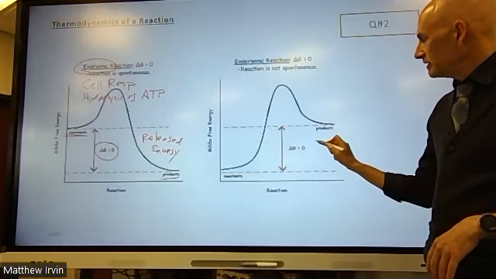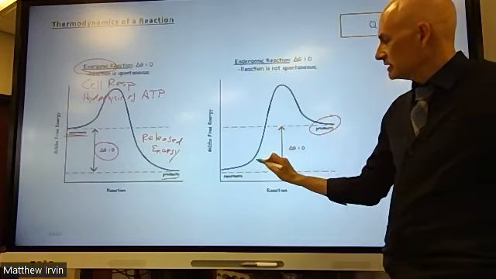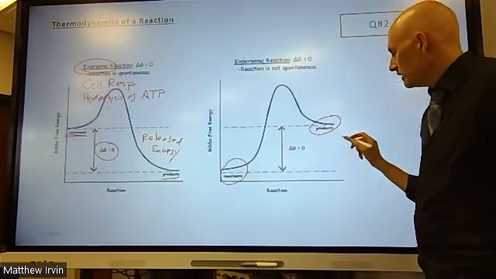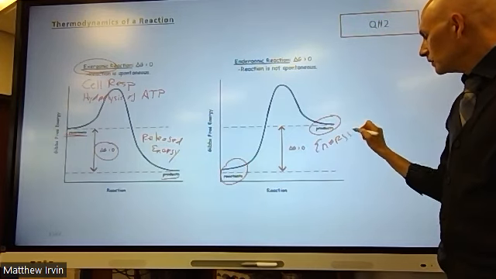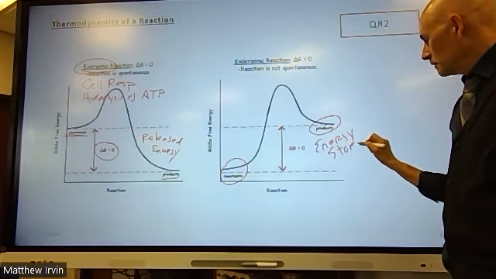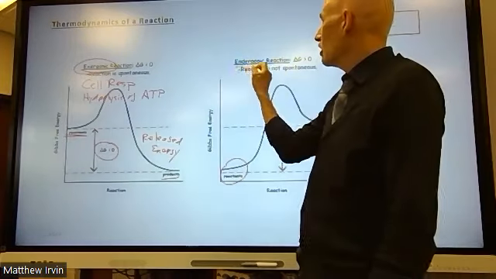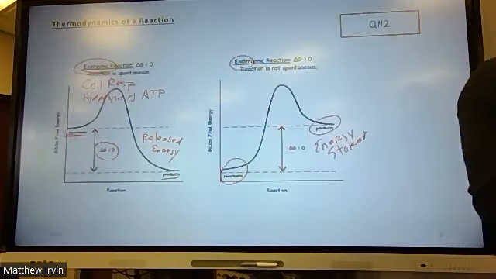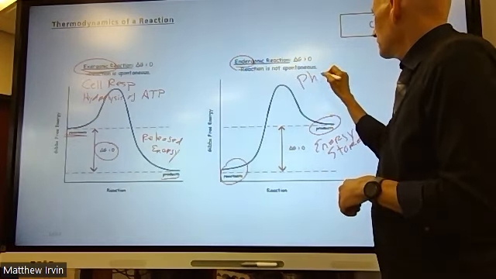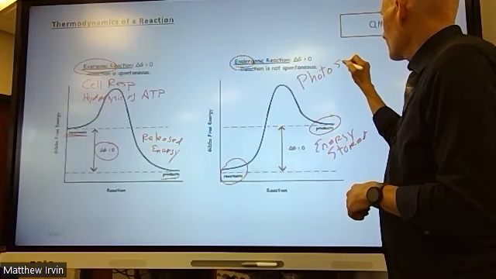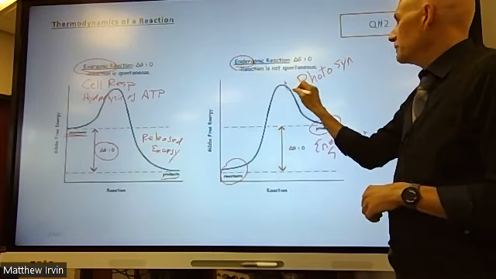Over here, we see that our product level is higher than our reactant level. So that means that energy is going to be stored. So that is endergonic or endothermic going in. And so our main most important endergonic reaction in biology is photosynthesis. So that's our main most important.